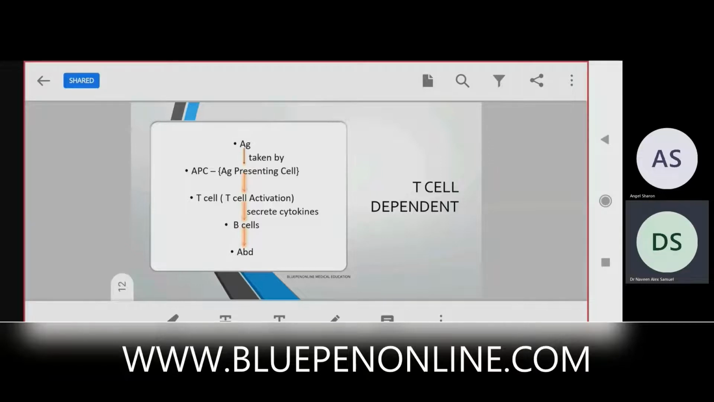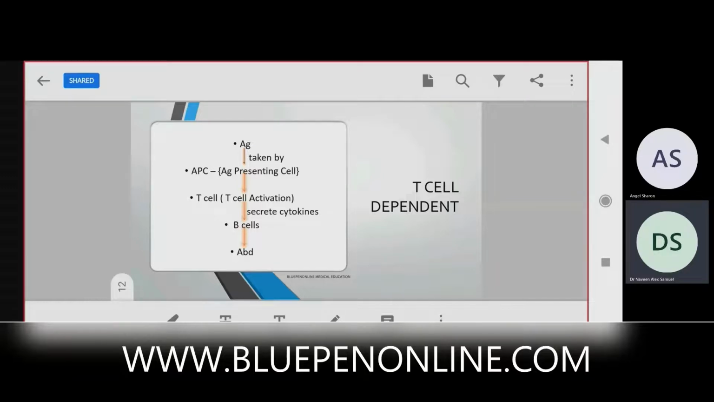So first, an antigen enters the body. Once the antigen enters the body, it is taken up by the antigen presenting cells, and these antigen presenting cells present the antigen to the T cells, and the T cells get activated and secrete cytokines, and these cytokines stimulate the B cells and they get activated into plasma cells, and then the plasma cells produce the antibody.